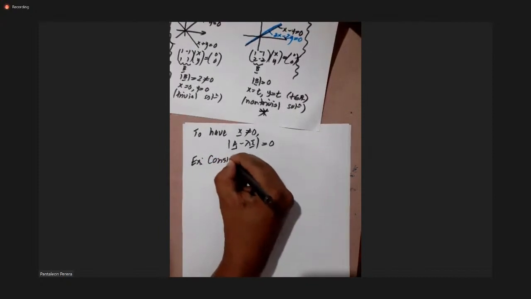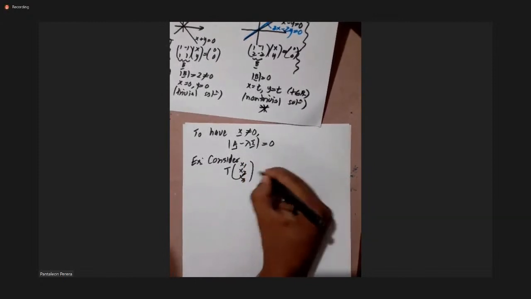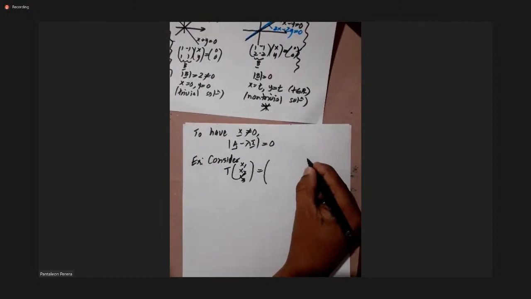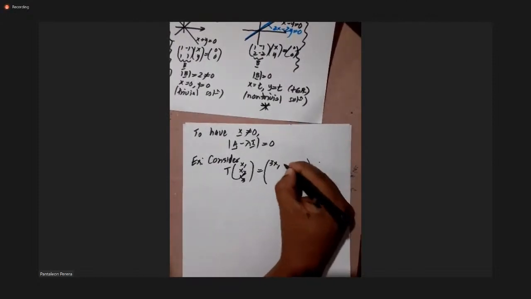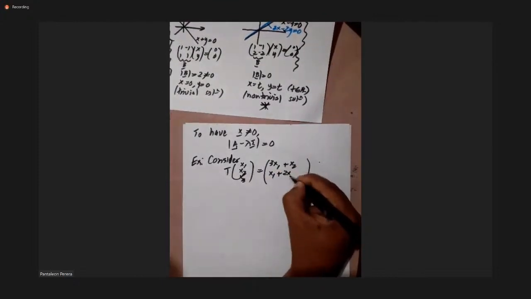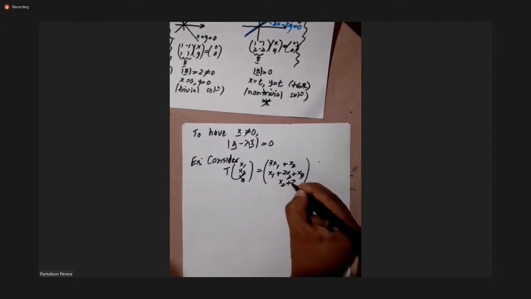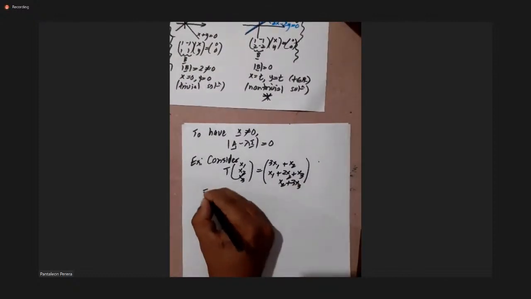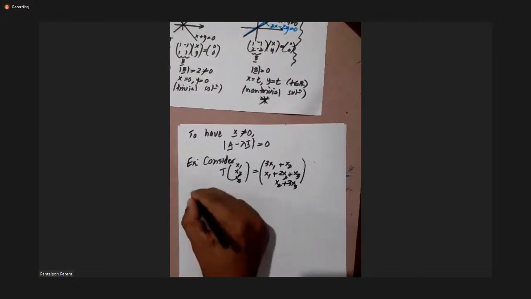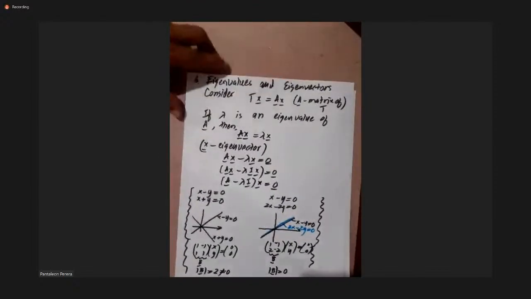Consider. Find the matrix A. I would have left this so that you can take this down. First this one. Okay, first this one.